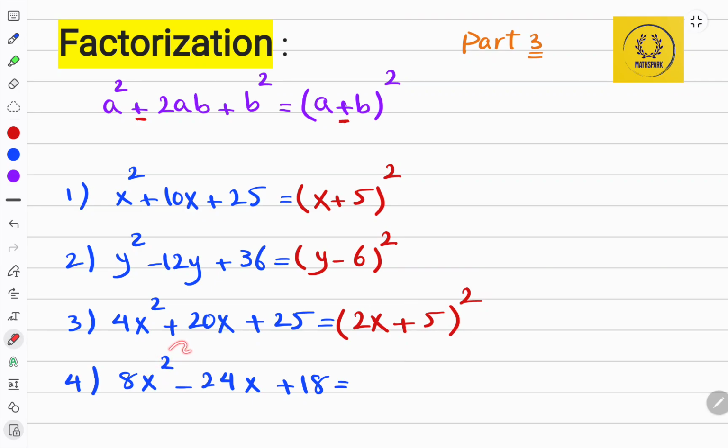If we want to take the square root of 8x squared, 8 is not a perfect square, and the same for the square root of 18. But if we focus on all three terms, we find that all of these three terms are divisible by 2 because all of them are even numbers. So first of all, I'm going to factor out 2. And the remaining part is 4x squared, 24 over 2 is 12, and 18 over 2 is 9.